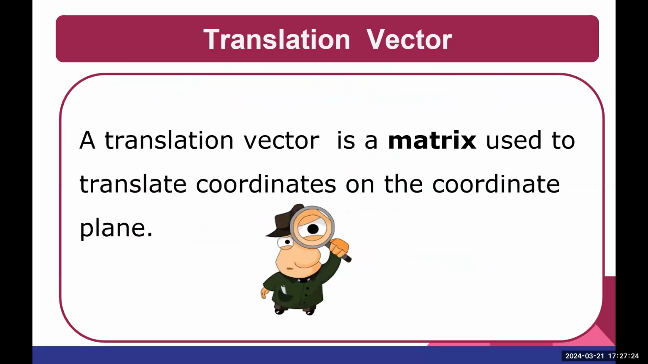Now let's take a look at it. And the first one, translation vector. Now, a translation vector is a matrix used to translate coordinates on the coordinate plane, or as someone mentioned in the chat, slide the object. So this translation vector will allow us to slide the object to various parts of the coordinate plane. And we want to take a look at this to see exactly what this is saying. This is just big words, and we want to put it in simpler terms by using some numbers to see exactly what this is saying.